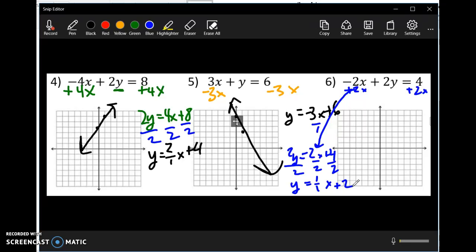I would then graph that point. So I'd go up 1, 2. Then since my slope is 1 over 1, I'd go up 1 and over 1. Have that point right there. And I would graph through those points. Okay, try the next problem.